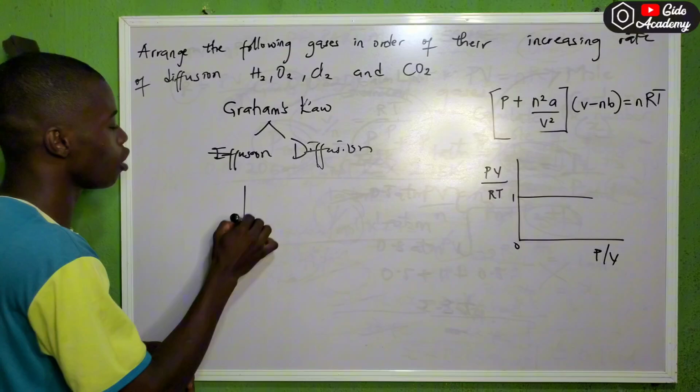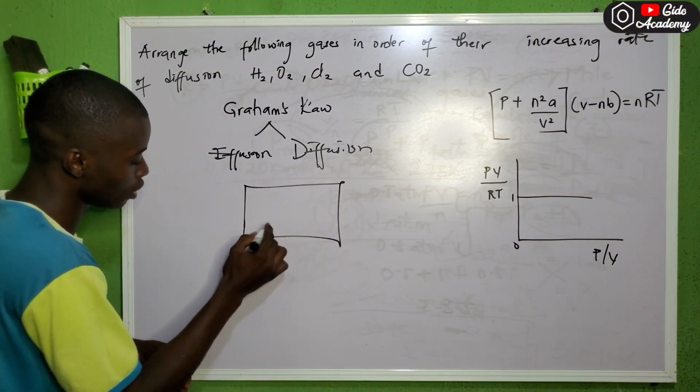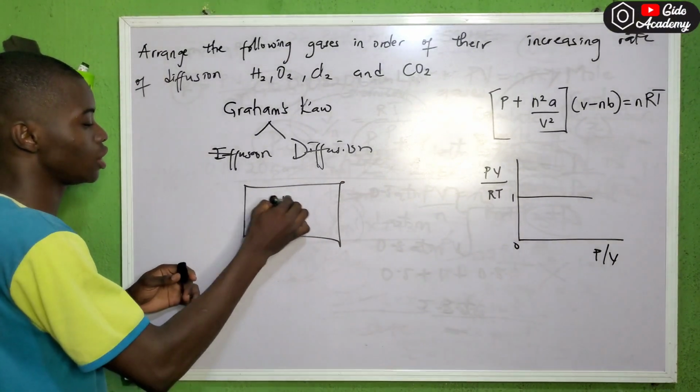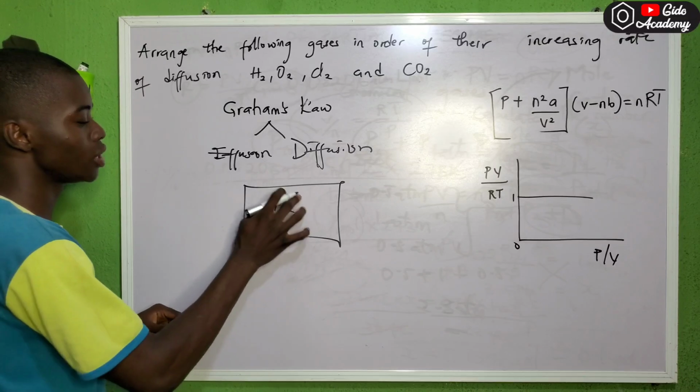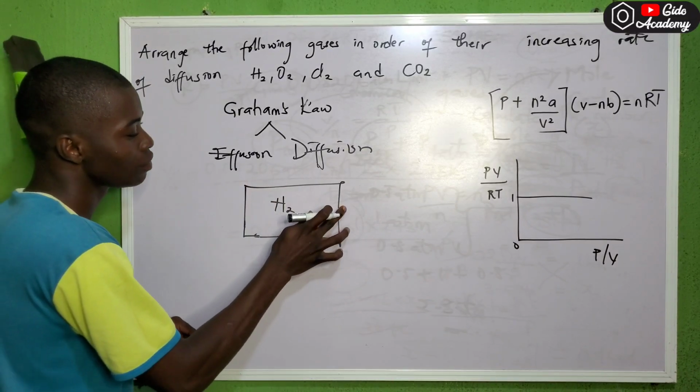So effusion is more of, for example, a closed container where we have hydrogen gas here, or someone polluted this particular environment.